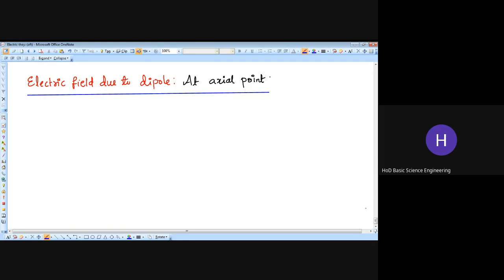You know, electric dipole consists of two charges, right? Equal and opposite charges separated by certain distance, that is known as electric dipole. So let us consider two charges. One is plus q and one more is minus q. They are separated by certain distance. Okay? Let's take these two as charges. Okay, so this is the dipole.